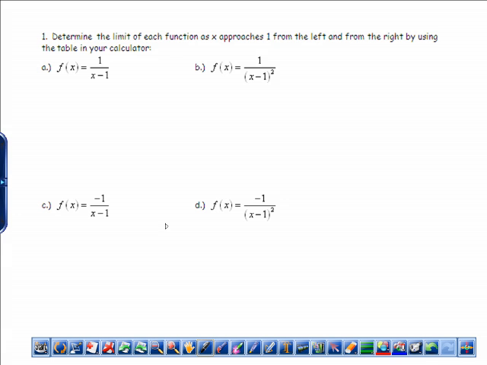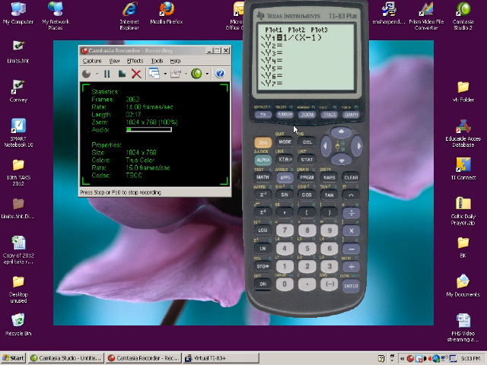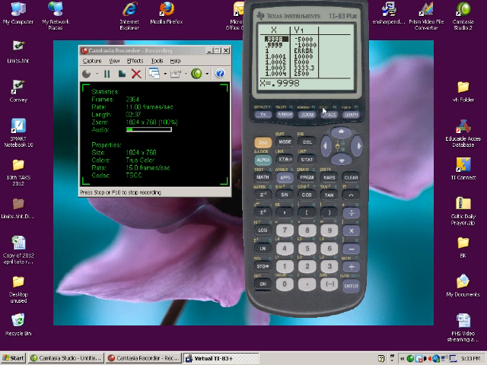So it says determine the limit of each function as x approaches 1 from the left and from the right by using the table in your calculator. Go ahead and get your calculator out, and this is going to be a good review of how to use your table. So we want to type our function in. We want our table to be set at the x value that we're looking closely at, which in this whole chunk of problems is 1, and we want our increments to be really, really small.